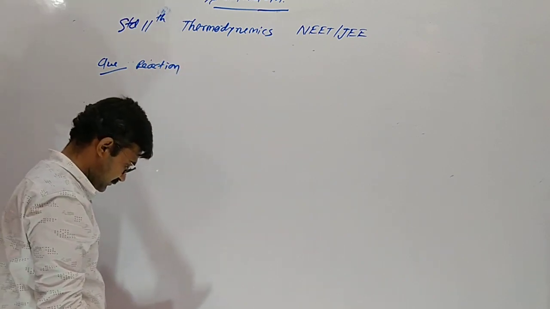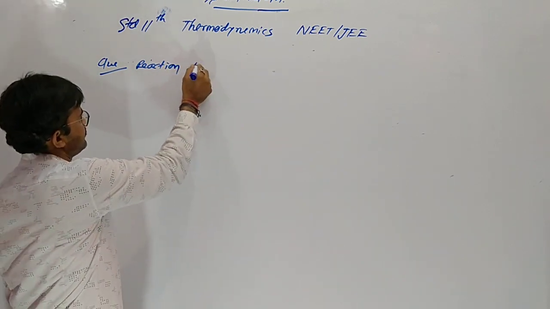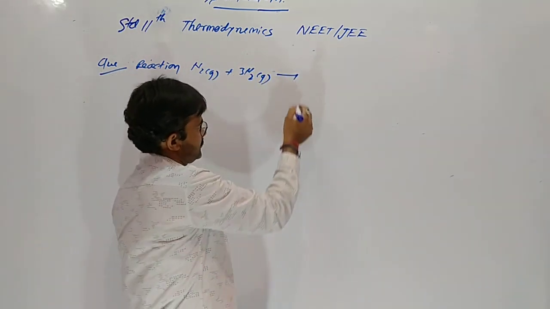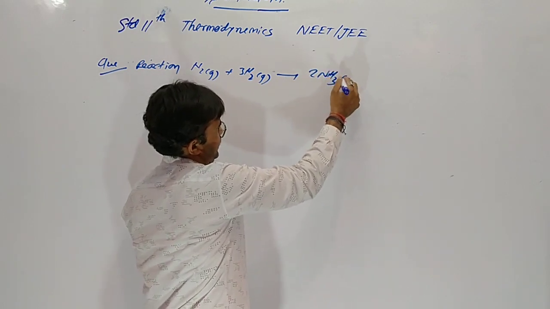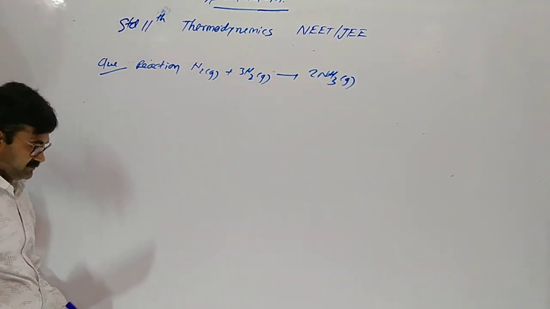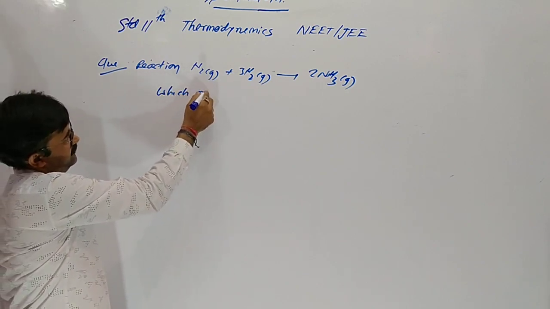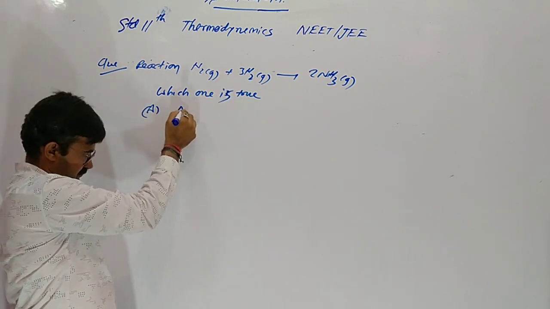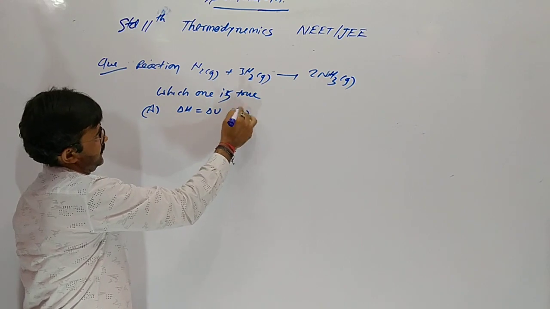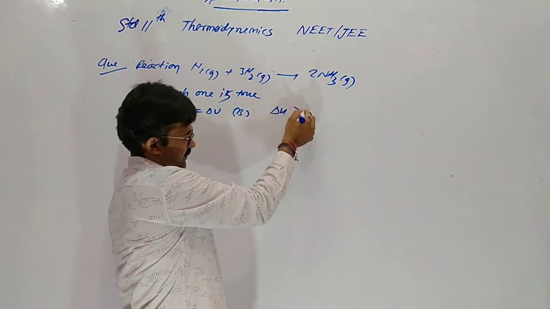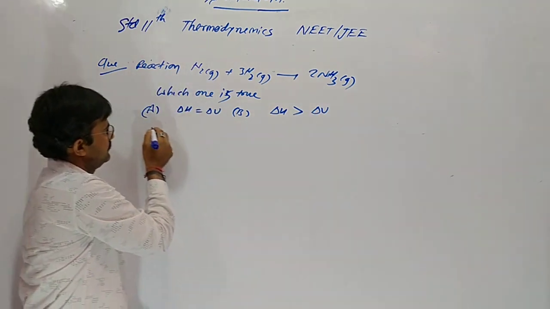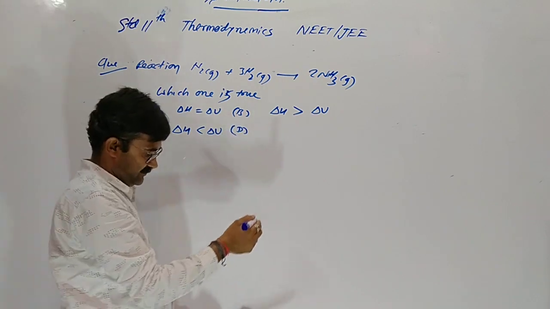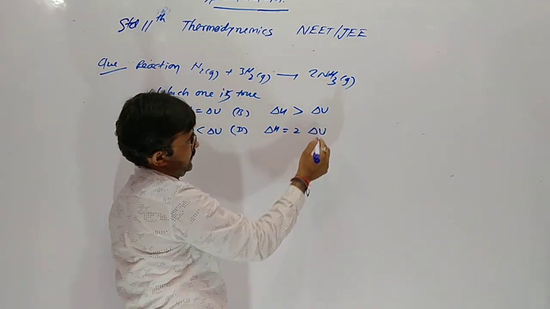Reaction N2 gas plus 3H2 gas gives 2 NH3 gas. Which one is true for the reaction? A, delta H equal to delta U, B, delta H is greater than delta U, C, delta H is less than delta U, and D, delta H is twice delta U.